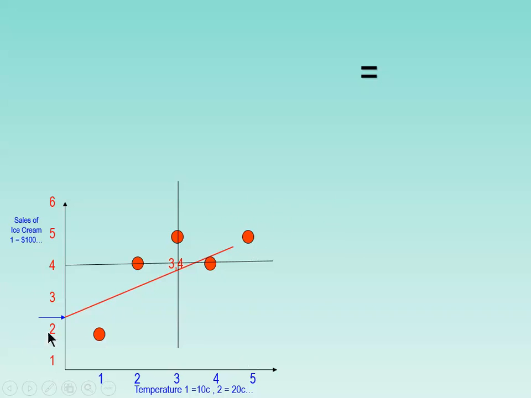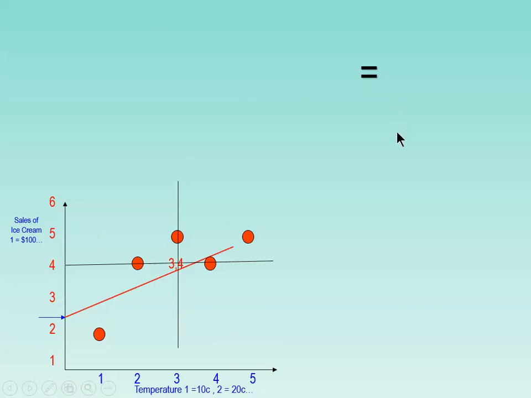All right, so here's x1, y2, x2, y4, x3, y5, and then x4, y4, x5, and y5. Now, if it gets up to 50 degrees centigrade, you're going to probably not survive anyway, so you won't buy any ice cream. So this probably should be down here somewhere.